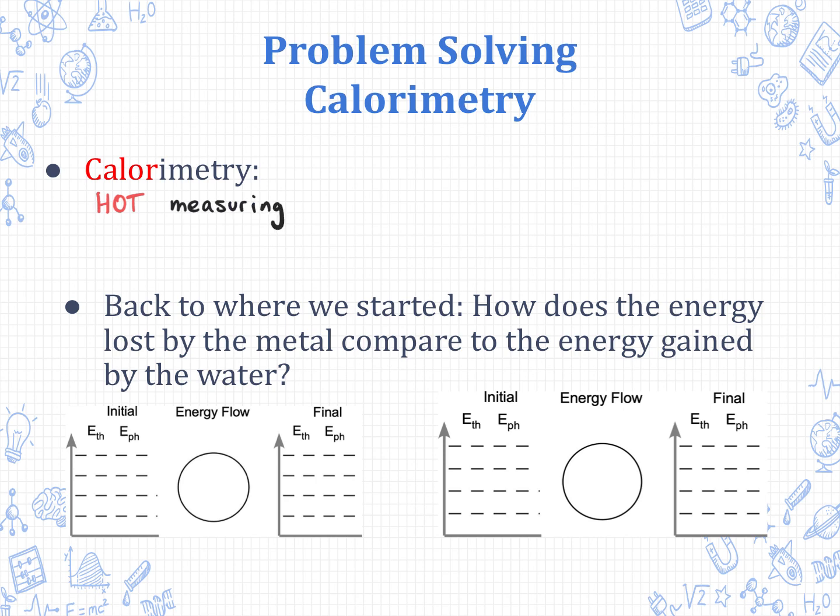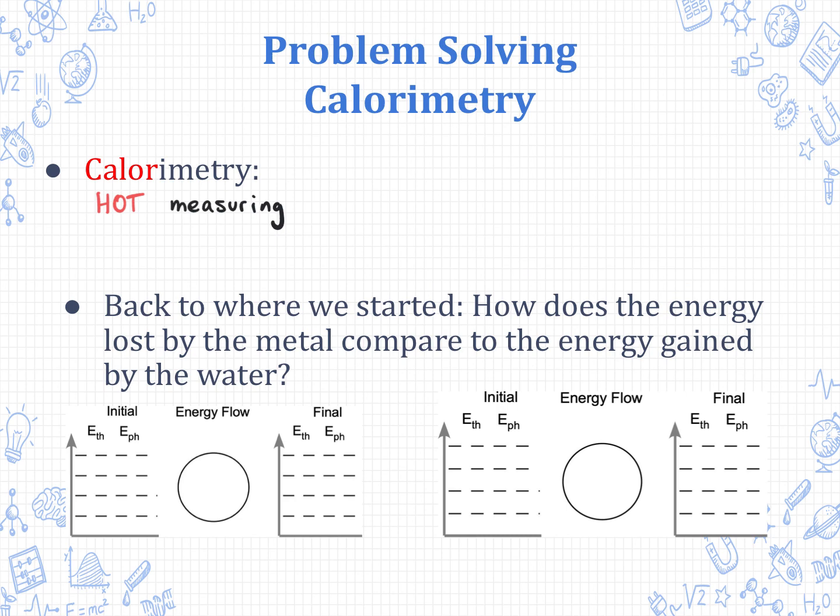measuring hotness. And it's usually done with the two objects, the hot object and the cold object, mixed inside of an insulated container, which is known as a calorimeter. And the purpose of the insulation is to keep all the energy between the two objects. So one object loses energy, all the energy goes to another object.